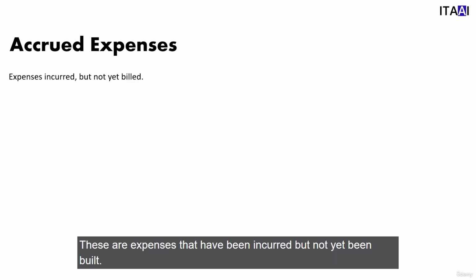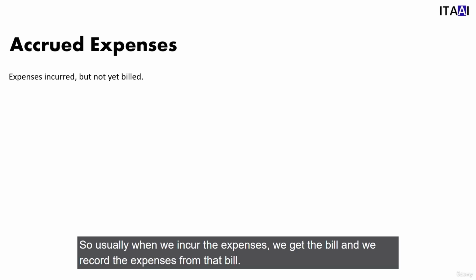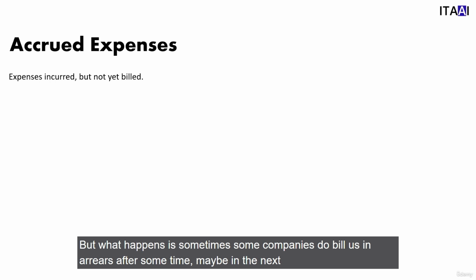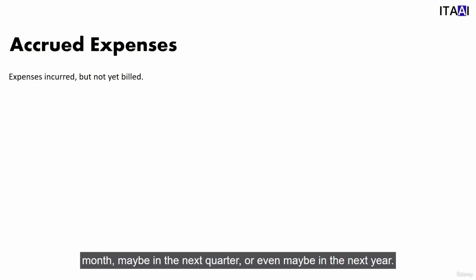Let's now talk about accrued expenses. These are the expenses that have been incurred but not yet been billed. Usually when we incur the expenses, we get the bill and we record the expenses from that bill. But sometimes some companies do bill us in arrears after some time, maybe in the next month, maybe in the next quarter, or even maybe in the next year.